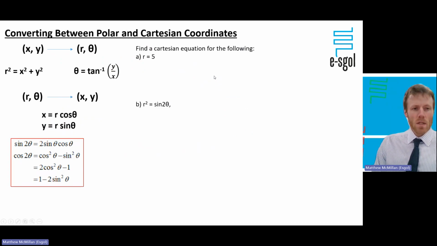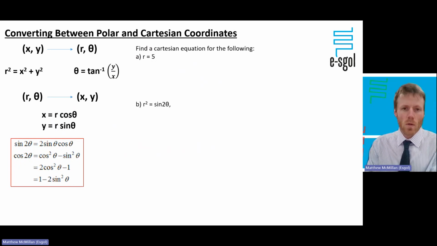Let's have a look at doing that now. On the left, I've written the rules that I'm going to apply. And on the right, I've just got two straightforward questions. Find a Cartesian equation for the following.